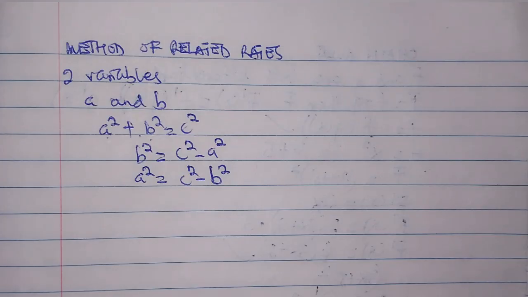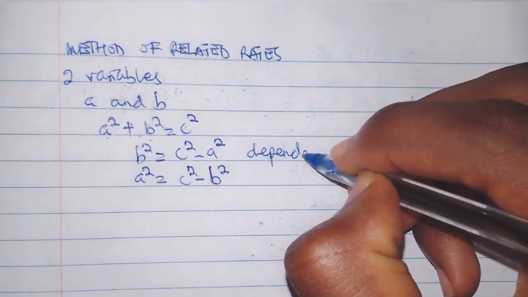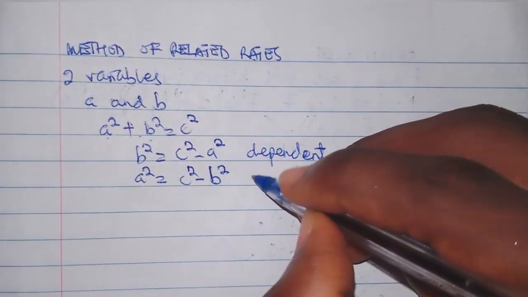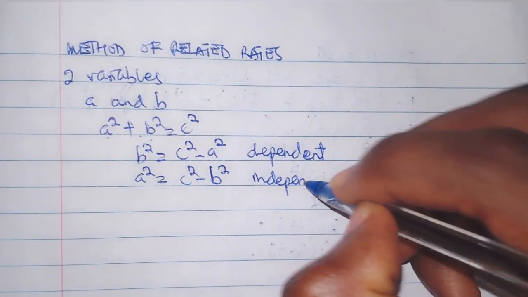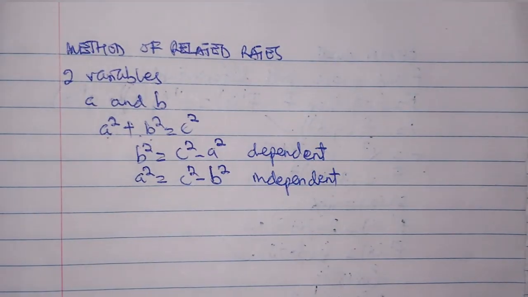Okay, so we are saying that this is the method of related rates. In the method of related rates, you have to see the dependent variable and the independent variable. To depend on someone means to rely. So the dependent variable relies on other variables, and the independent variable stands solely, even if the dependent variables are not available.